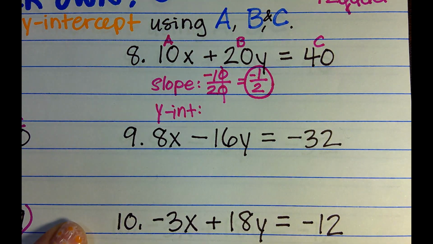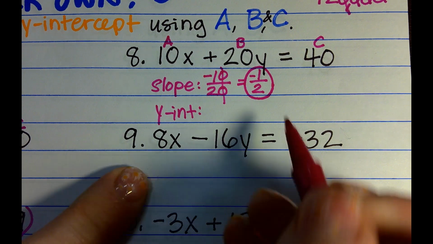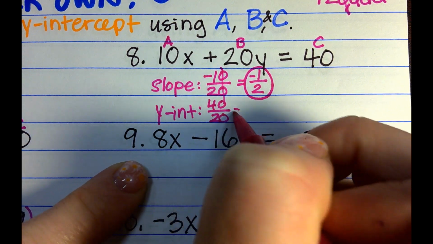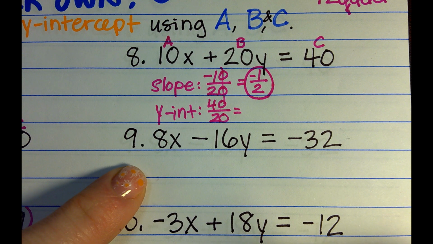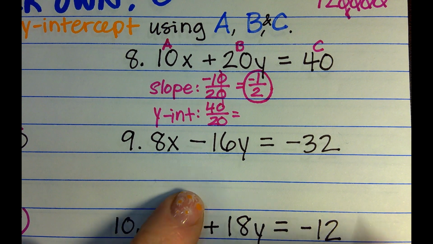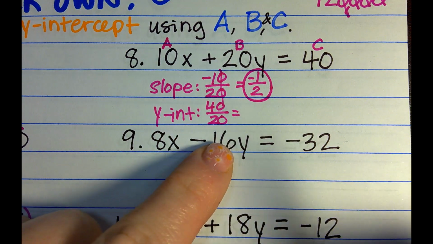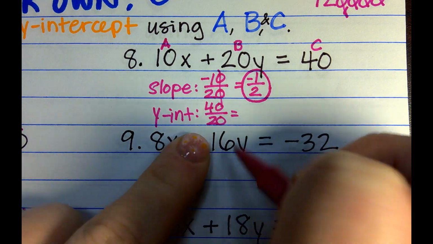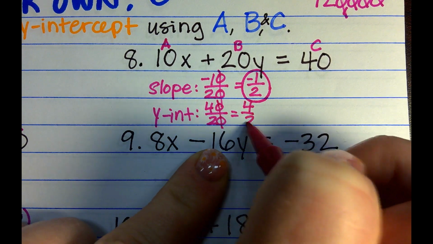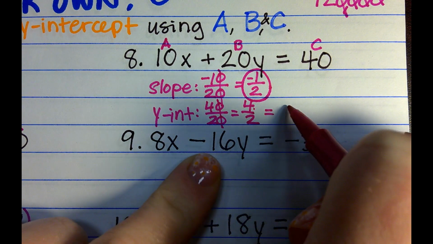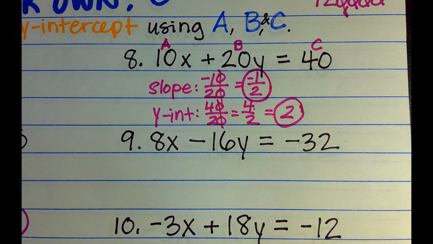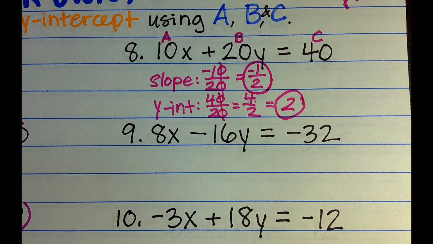What's our y-intercept? 40 over 20. Perfect. Equals 2. Okay, equals, what'd you say? 2. Perfect. And you can see this would also work. It would simplify to 4 over 2, which 4 divided by 2 is 2. Awesome. Any questions on number 8?